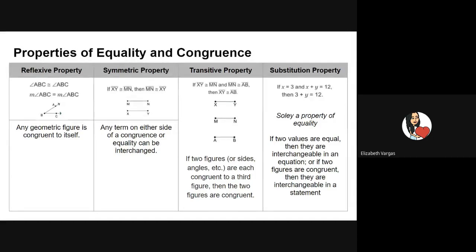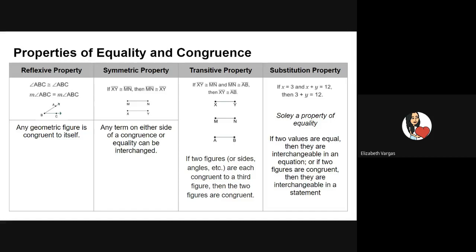So the reflexive property. A reflexive property basically says that a geometric figure is congruent to itself. Pretty straightforward. Basically, something is congruent to itself. So 1 is equal to 1, 2 is equal to 2. Triangle ABC will be equal to triangle ABC because it's basically the same triangle. So that's what the reflexive property is. It's something is congruent to itself.